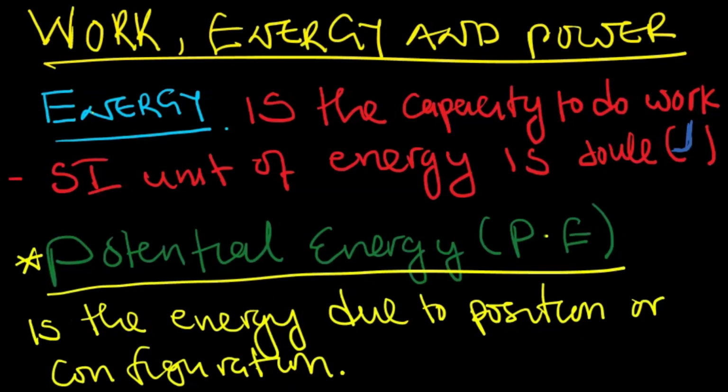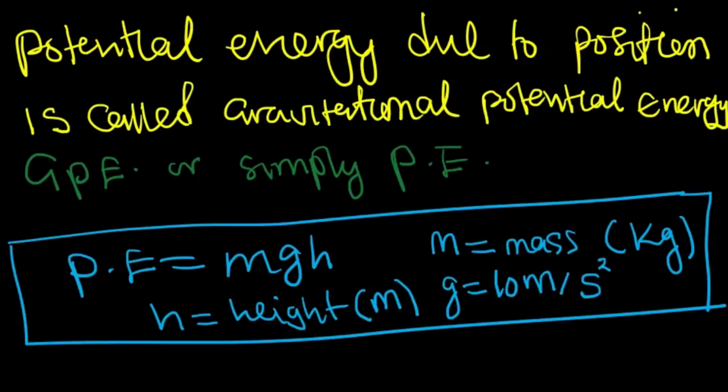Let us start with potential energy. What is potential energy? Abbreviated as PE. Potential energy is the energy possessed by the body due to its position or configuration. That is how you define potential energy. Potential energy due to position is called gravitational potential energy, GPE, or simply PE.